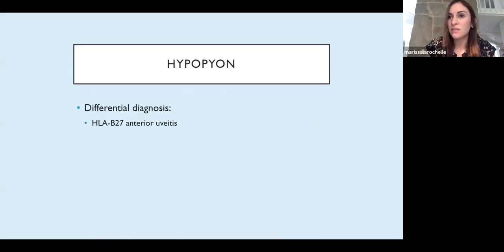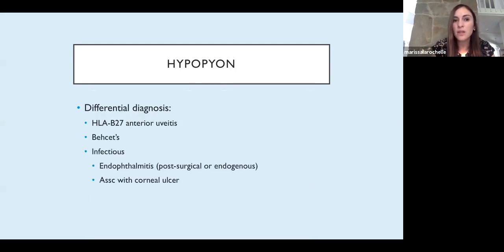Okay, HLA-B27 anterior uveitis. We encounter this commonly in our clinic. What else? Behçet's disease. In some parts of the world, Behçet's is the most common cause of a hypopyon. Must remember infectious causes of a hypopyon. So infectious endophthalmitis, whether it be post-surgical, such as after cataract surgery, or endogenous, can happen in patients with a history of IV drug use or sepsis. Infectious hypopyons can occur in association with a corneal ulcer. Drug-related, the classic one that you're tested on is rifabutin. That is a medication that is used for prophylaxis or treatment of Mycobacterium avium complex, or MAC, in HIV-positive patients.